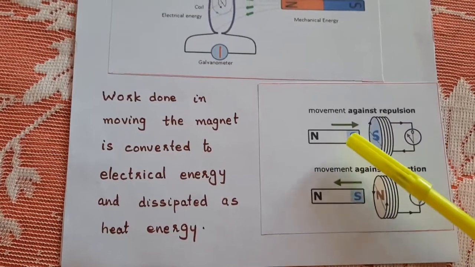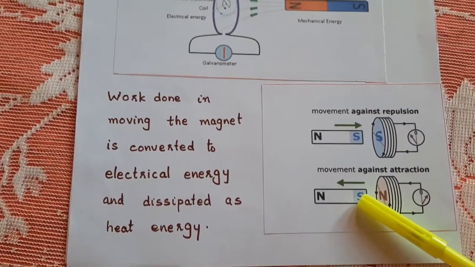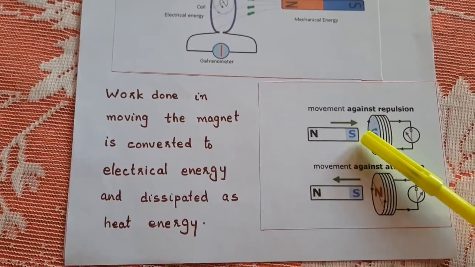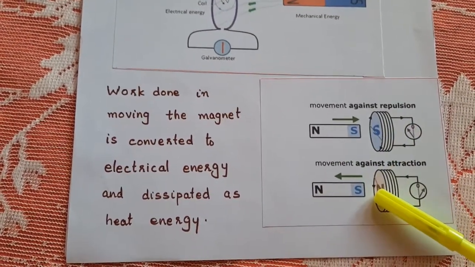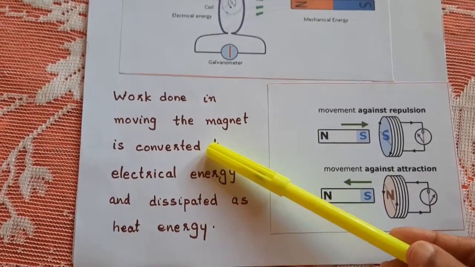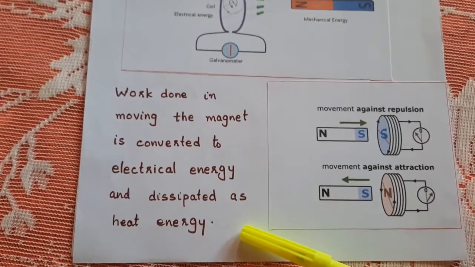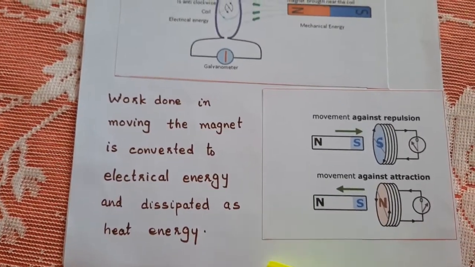So in order to move the magnet towards the coil or away from the coil, work has to be done against the repulsive or attractive force. And this work done in moving the magnet is converted to electrical energy and finally dissipated as heat energy.